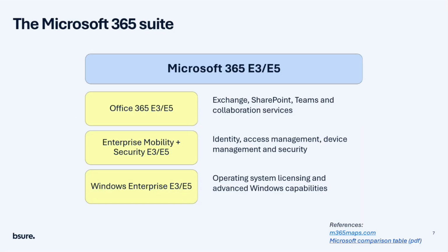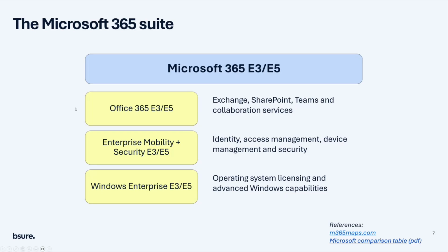Now it's time to move over and take a look at the different suites and bundles or plans, many names for this. Start by using Microsoft 365 as an example. E3 and E5 are sold as single SKUs, but structurally they are composed of 3 separate product families.